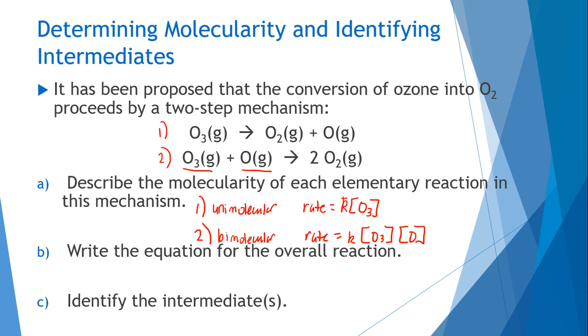Next, it says write the equation for the overall reaction. So here we need to start canceling what is the same on both sides. Notice here I have oxygen, and here I have oxygen. And then we can start combining. If they're on the same side, like these O3s, I now have two O3s. And over here, these O2s are on the same side, so 2 plus 1 gives me 3 O2s. And then it wants me to identify intermediates. Remember, this is what is formed and then immediately consumed. So this would be my oxygen atom in gas form.